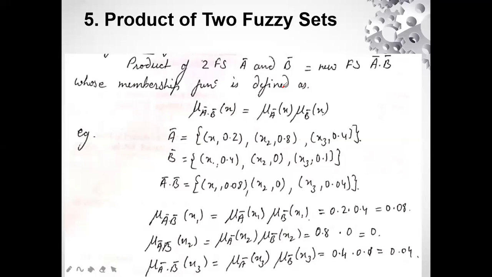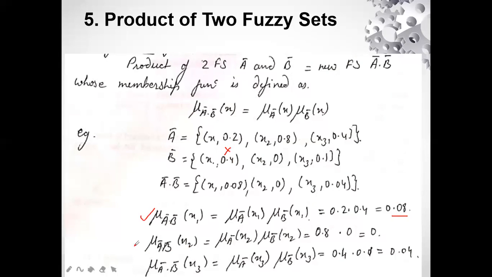So A bar dot B bar is the fuzzy set. We are going to find out the membership function of A bar dot B bar at X is equal to what? Product of these two, that means multiplication of mu A bar X multiplied by mu B bar X. So for A bar and B bar, we are going to calculate this. A bar B bar for x1 is equal to what? A bar x1 multiplied by B bar x1. So 0.2 multiplied by 0.4. These two values will be multiplied. The answer is 0.08.